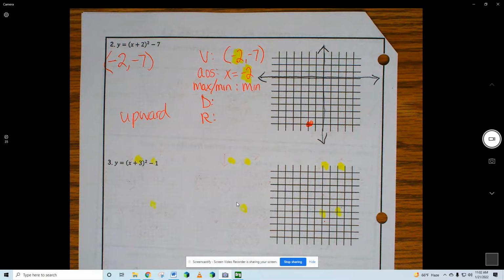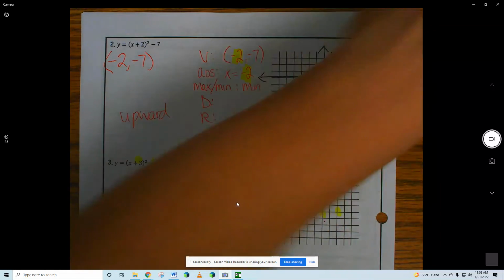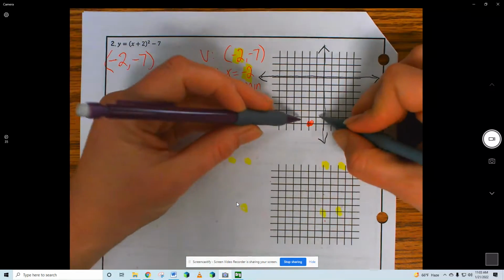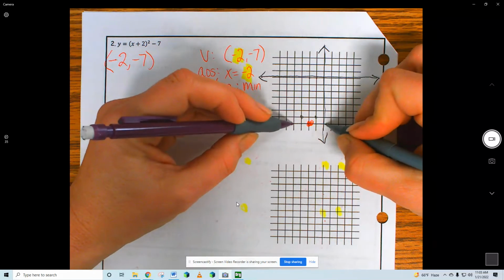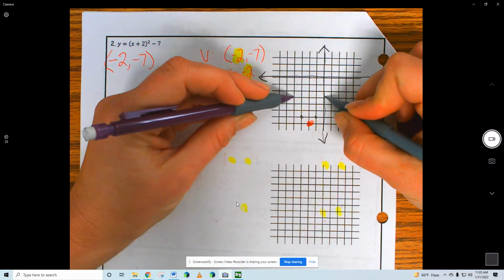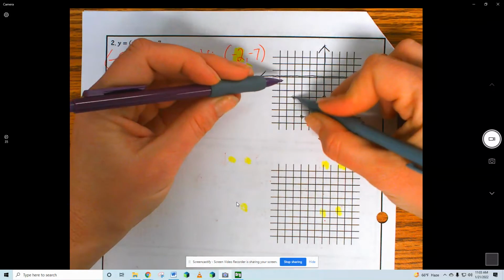Domain. Oh, I haven't graphed it yet. Over 1, up 1. Over 2, up 4. Stay with me. Over 1, up 1. Over 2, up 4.